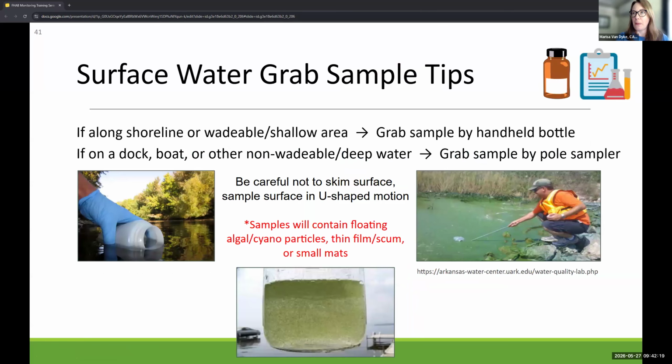And this is just a reminder that water surface grabs are done really quickly, and they can be done at the shore. If it's hard to reach, there are also sampling poles and other tools that can be used to sample from a bridge or a dock, including some submerged sampling devices that are available for use in our procedures as well.